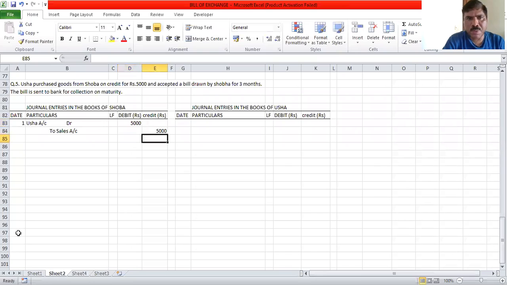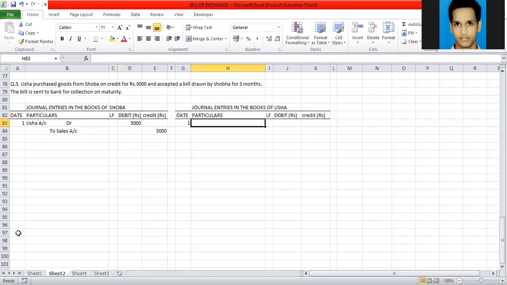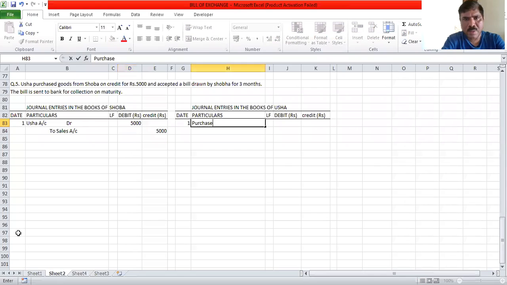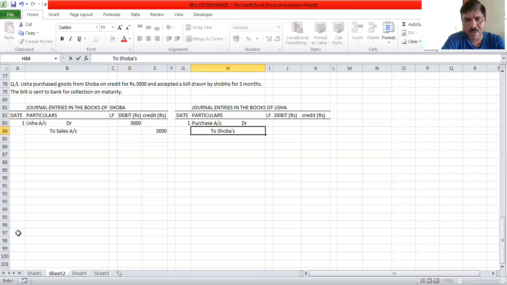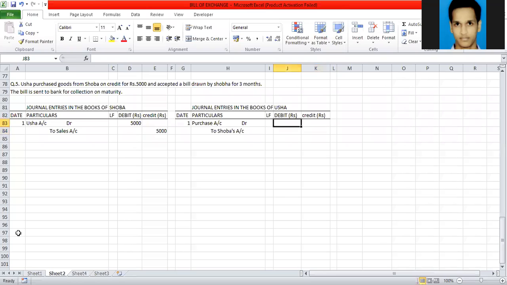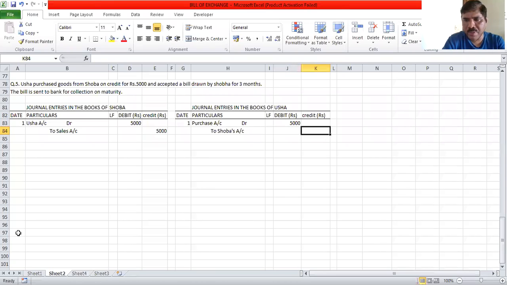And in the books of Usha, what entry should I pass? Purchases account debit to drawer account. Who is the drawer in this case? Shobha. Shobha's account. What is the amount of the goods sold? 5,000. Next, who will be answering my question?